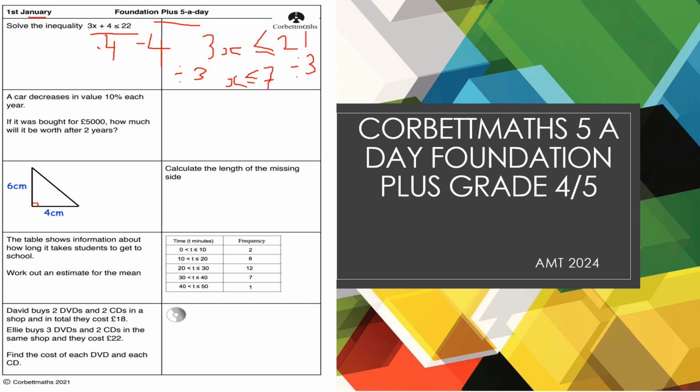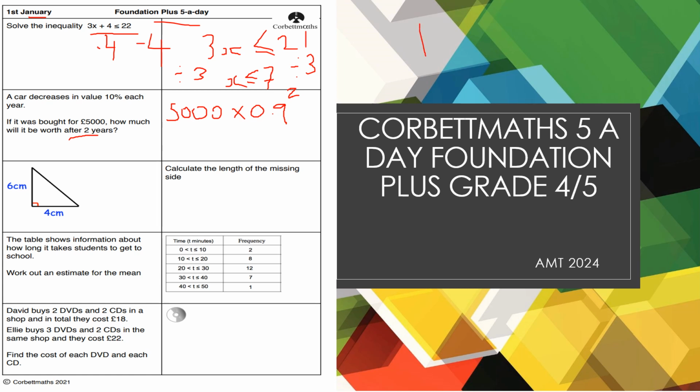Okay, that's the answer for that one there. This is the second question. A car decreases in value 10% each year. If it was bought for £5,000, how much would it be worth after 2 years? Well, it would be 5,000 multiplied by 0.9 squared. And the reason for this, guys, is because if it's a 10% decrease, that means I'm paying the remainder of 90%.